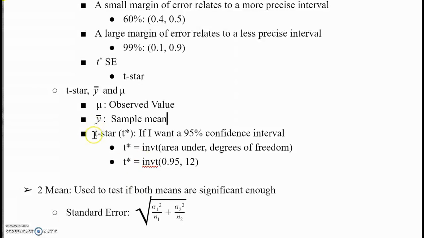Similar to last unit when we talked about Z star, if I wanted a 95% confidence interval, this would be the syntax. Inverse T, which you would actually have to type into your calculator, area under, comma, your degrees of freedom, which is n minus 1. So if I wanted a 95% confidence interval, it would be 0.95 comma my degrees of freedom. Or you could count it as number of trials minus 1. That would also be acceptable.